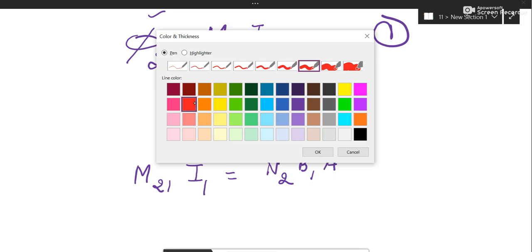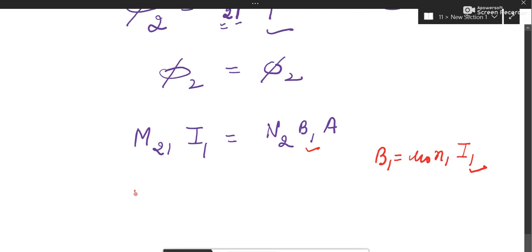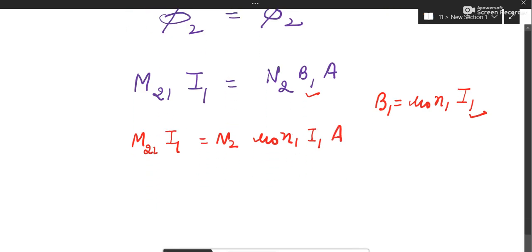Now let us open this B1. So what is B1? It's a solenoid magnetic field, so it is mu naught N1 I1. Be very particular about I1. So let us write down M21 I1 is equal to N2 mu naught N1 I1 A. I1 cancels and we are ready with the expression of mutual inductance of second coil with respect to first.